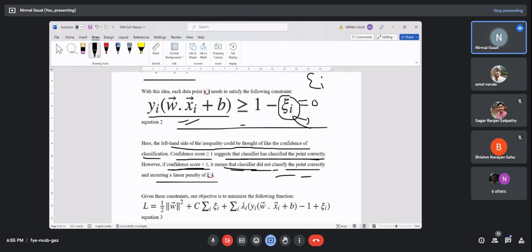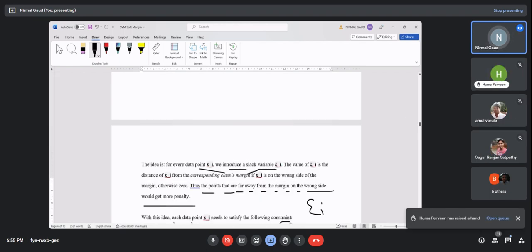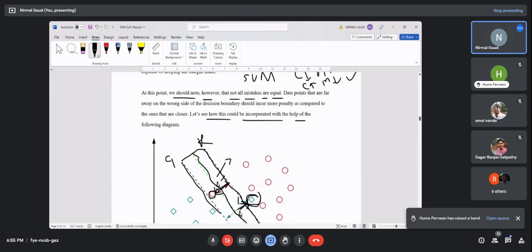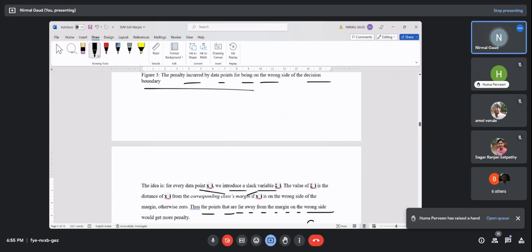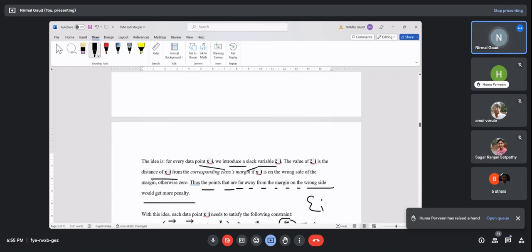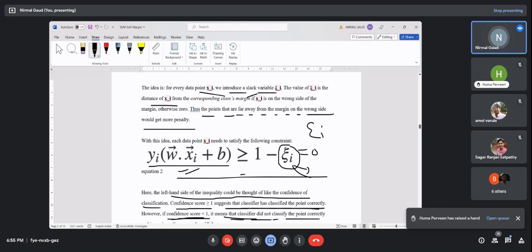But if it is not 0, that means you have a penalty. That's what we call the slack, and you can understand by the slack what they mentioned here. There is a slack variable, ei, and the value of ei is the distance. So when this is a general equation, I will consider it point by point, xi, yi.